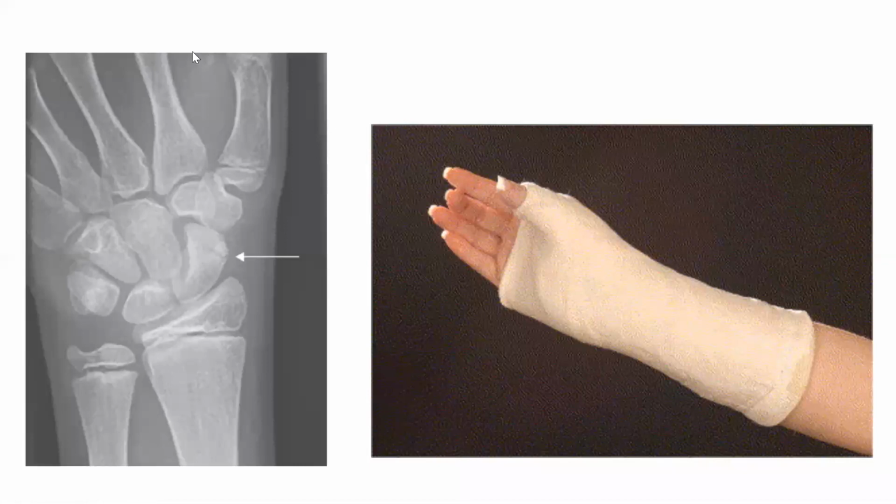Hello, sir. This is an X-ray showing the wrist joint, including the metacarpals, carpal bones, and the distal ends of the radius and ulna. There is a transverse fracture in the scaphoid bone at the distal pole.